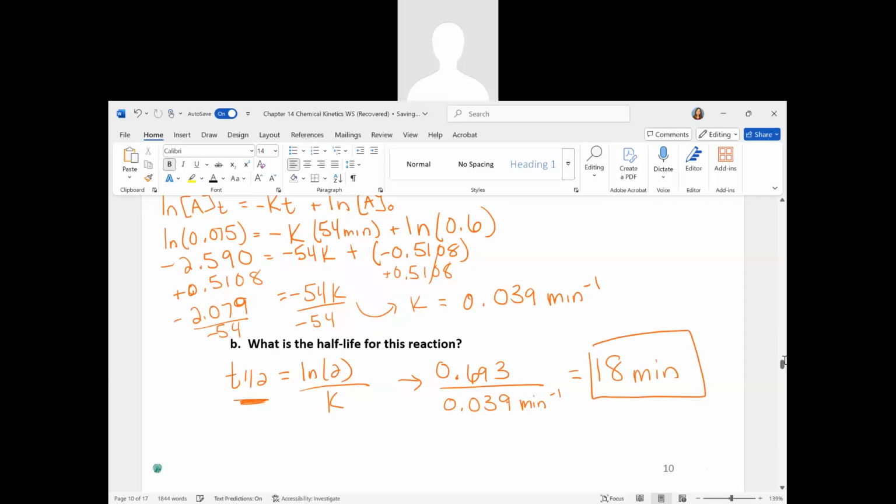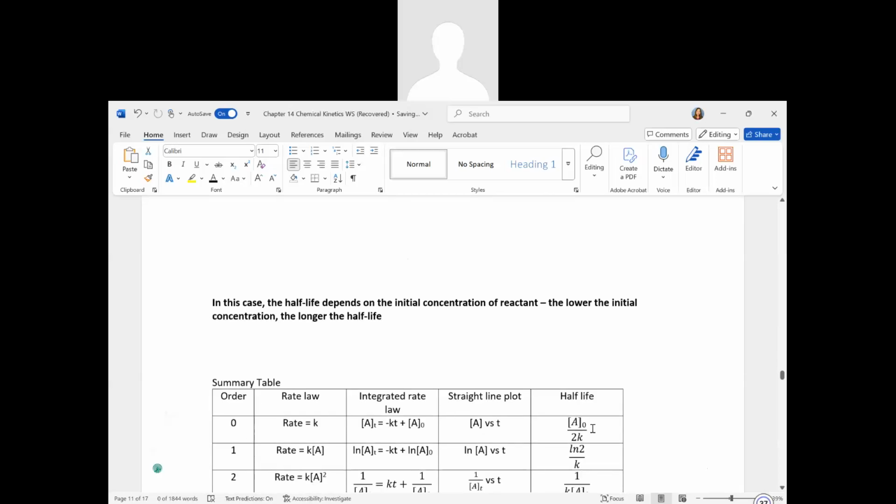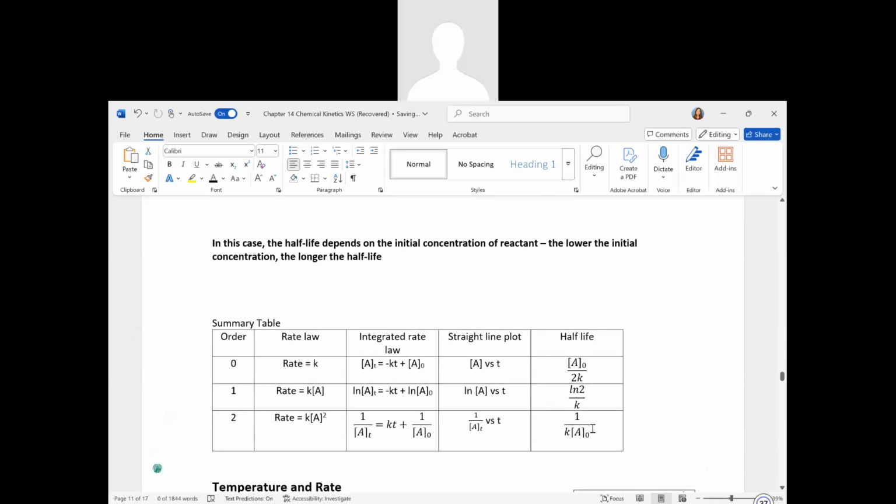Now, this was another example of a first order kinetics reaction, but the next thing mentioned on our worksheet here is a second order process. So we can derive the half-life equation for a second order process as well, and it would turn out to be this here. You should note that half-life depends on the initial concentration of the reactant when we have a second order reaction. And then we saw that when we have a first order reaction, it does not depend on the initial concentration.